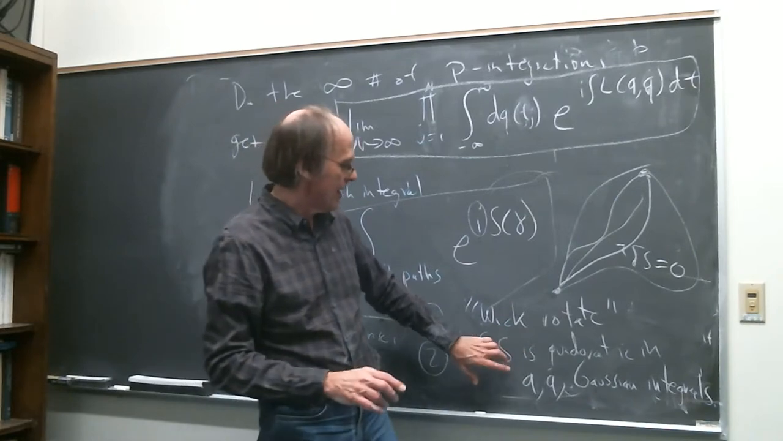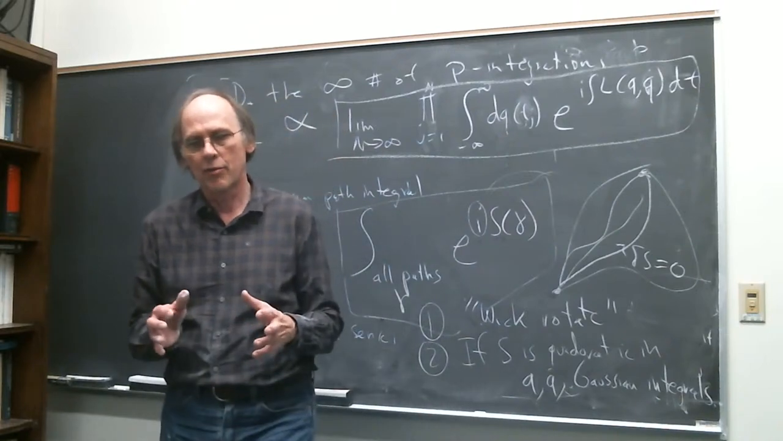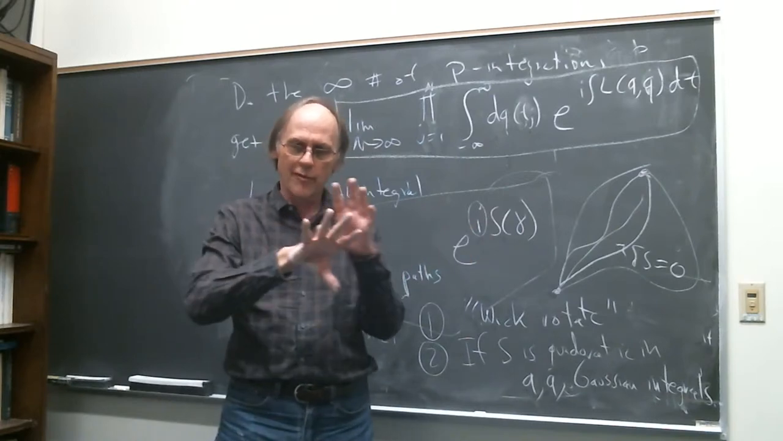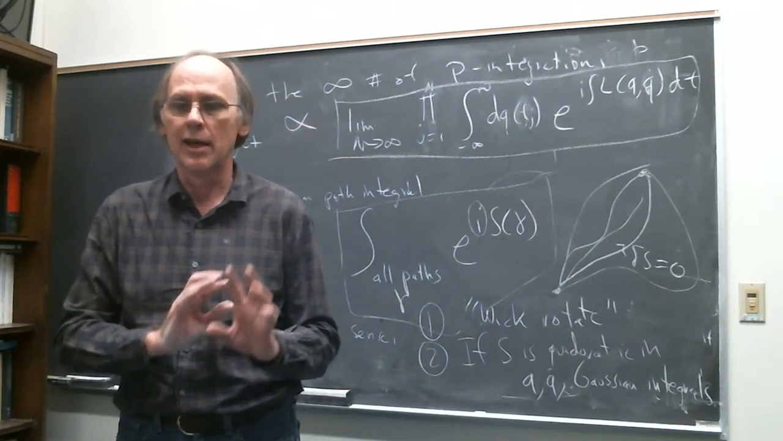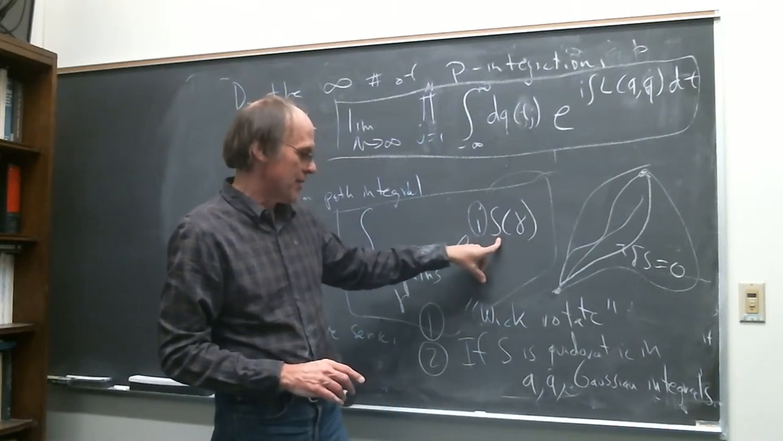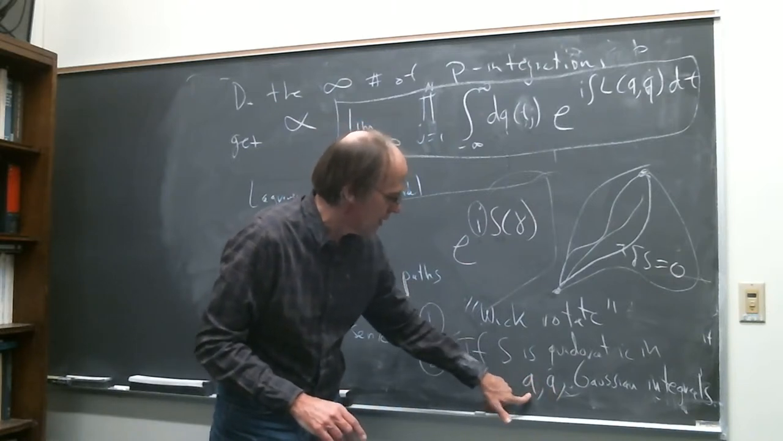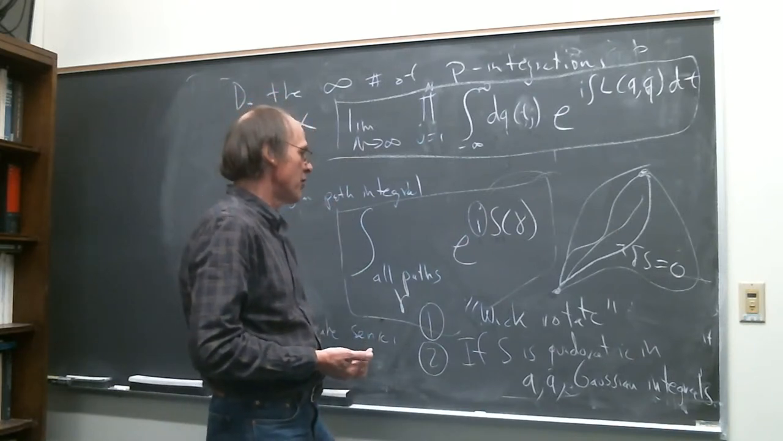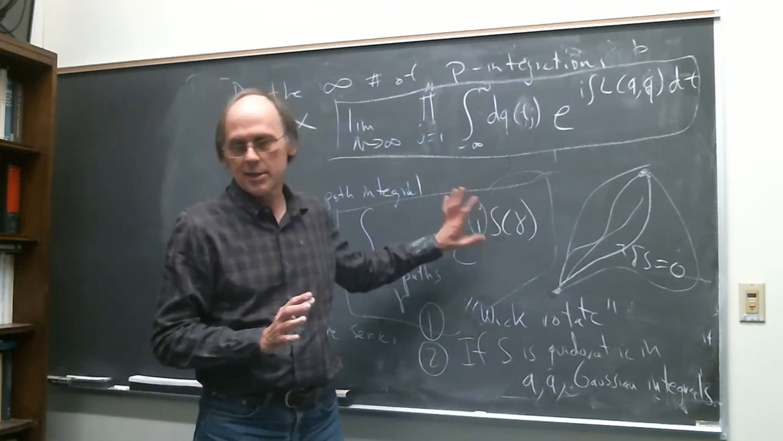The bottom line tends to be that if S is quadratic in your underlying variables Q and Q dot, then even though this is infinite dimensional, I can put it in the form of a Gaussian, and I know how to do Gaussians, even in infinite dimensions. If this is non-Gaussian, if it's more than quadratic in the Q and Q dot variables, then it becomes a very, very interesting and tough mathematical problem of how to make sense of these integrals.